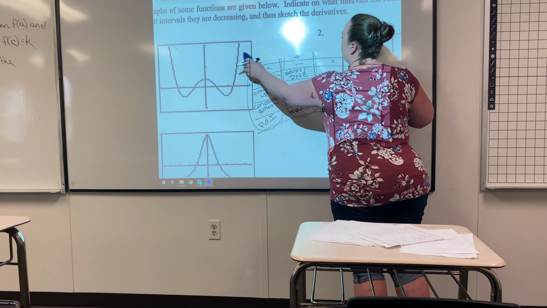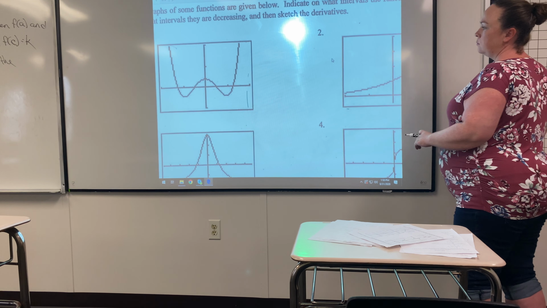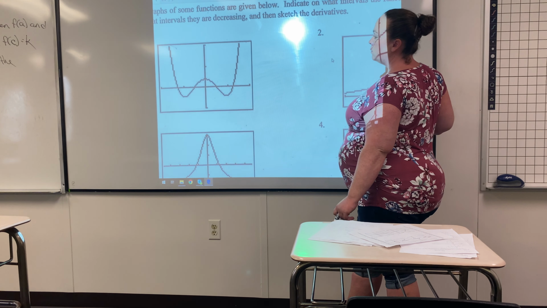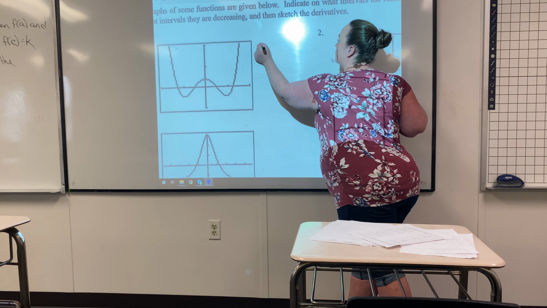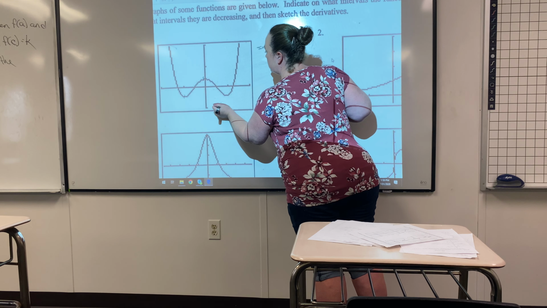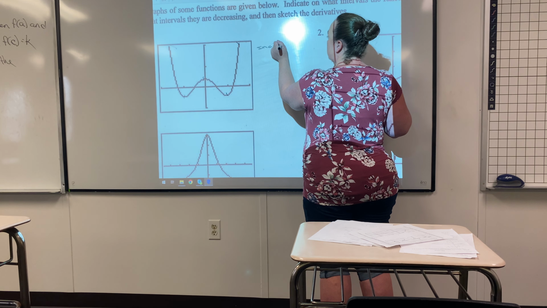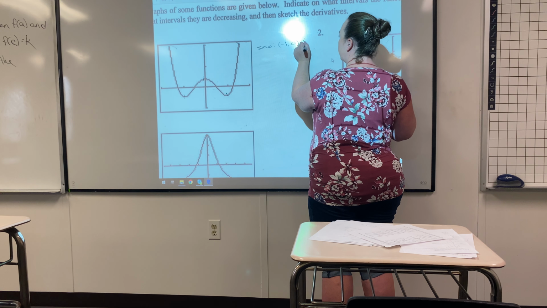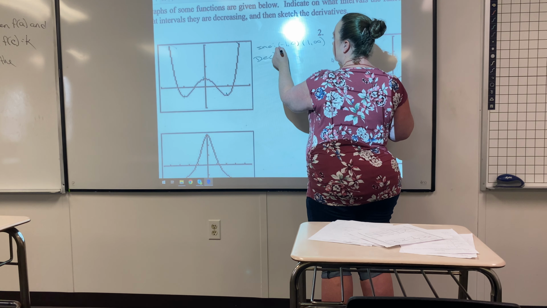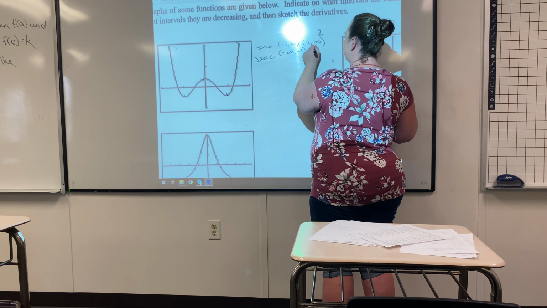So if I was doing it the first time around, the picture is increasing here and there. So that is, say, -1 to 0 and 1 to infinity. So then you're decreasing everywhere else. So you've got from negative infinity to -1 and from 0 to 1.